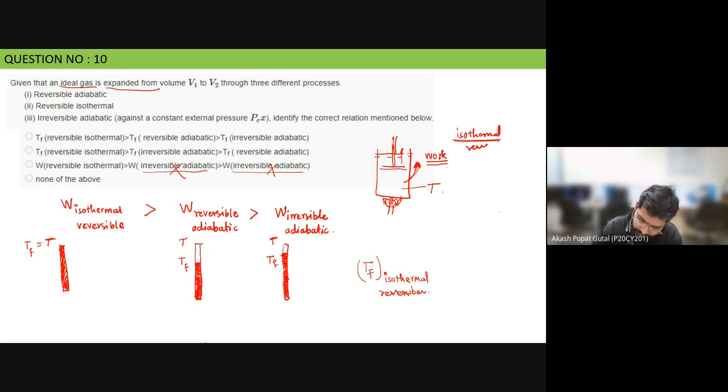Then we have T final irreversible adiabatic. And at the end, we'll be having T final reversible adiabatic. Fine. The option number should be B.